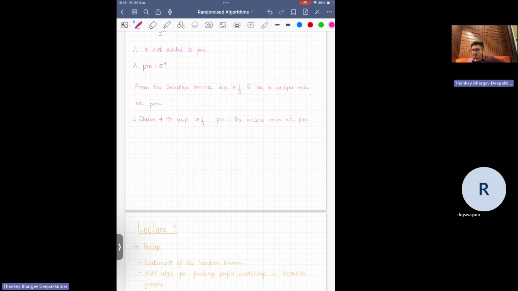So claim 4 implies that PM is a unique minimum weight perfect matching with probability at least half. So our algorithm outputs a perfect matching with probability at least half. And what's more, that perfect matching is actually the unique minimum weight perfect matching.